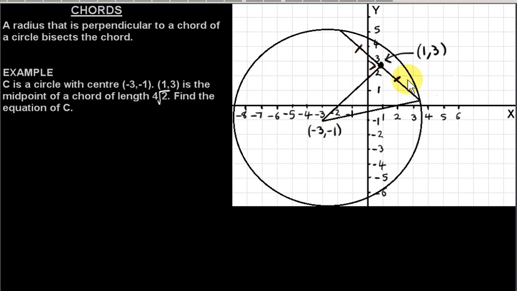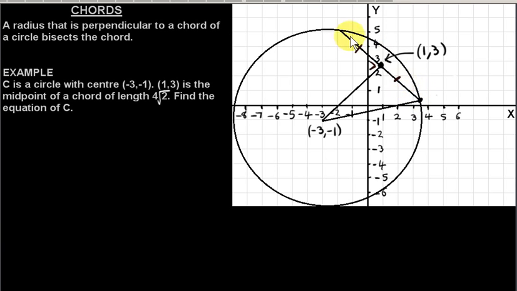We want to get the equation of the circle. Now there are two things we need for the equation of a circle. We need the center of the circle, which we have, and the radius of the circle. So I've drawn in a radius here from the center to one of the points on the circle, this point here, the end of the chord.